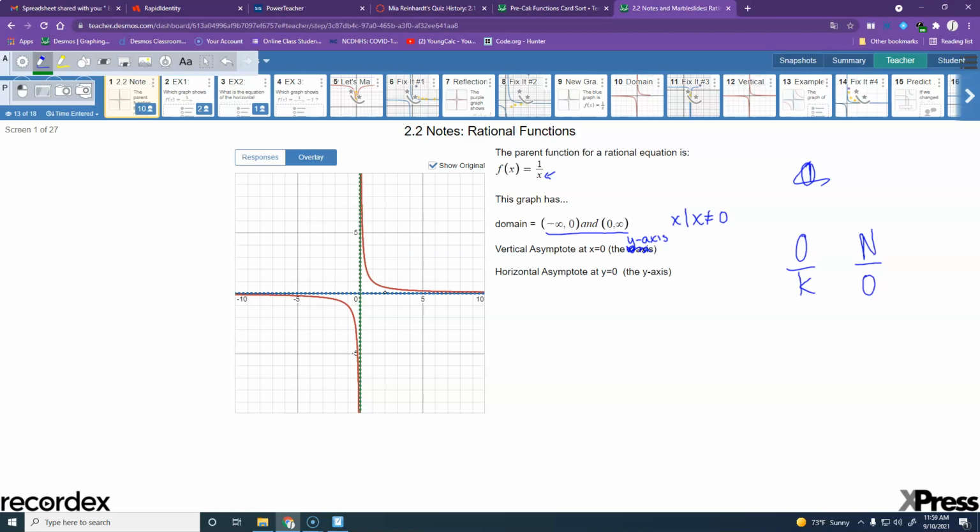And then the horizontal asymptote is the x-axis.